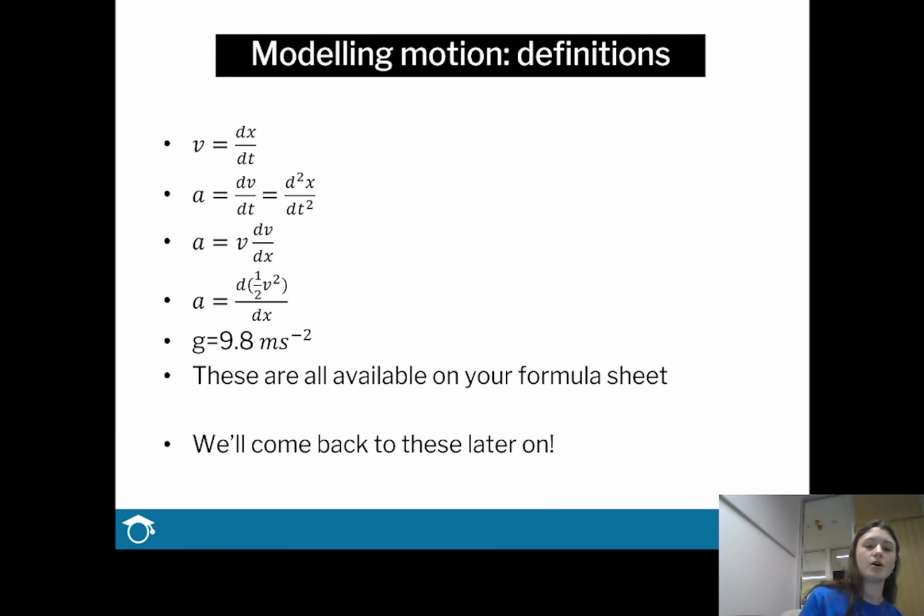Okay. Now we are getting on to modeling motion. We're going to have to go through this a little bit fast because we only have 35 minutes left. So we're going to go through modeling motion. These are our definitions for acceleration and velocity. These are on your formula sheet, so don't stress about remembering them. We'll come back to these a little bit later on, because I know it's kind of tricky sometimes to know which acceleration formula to use.